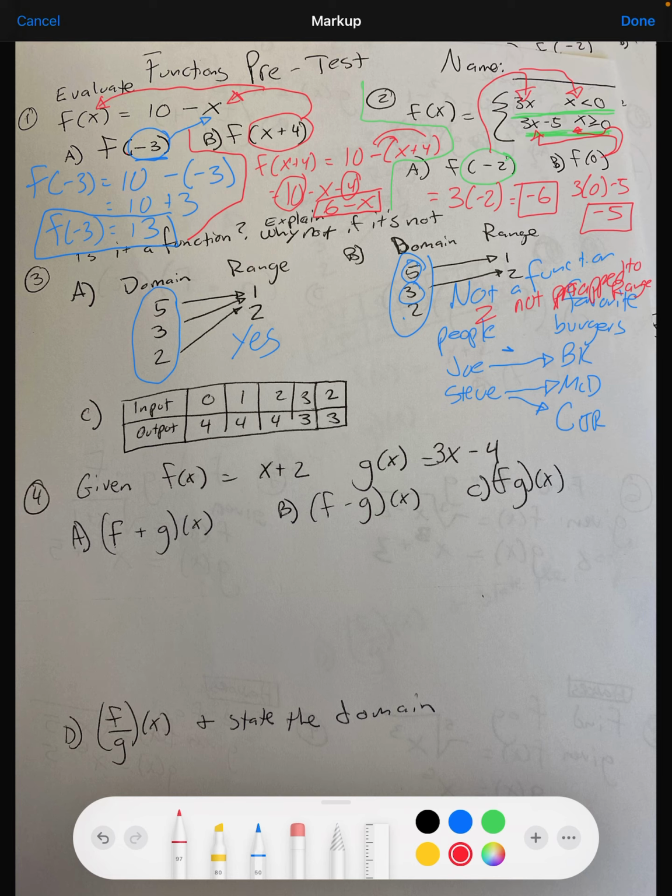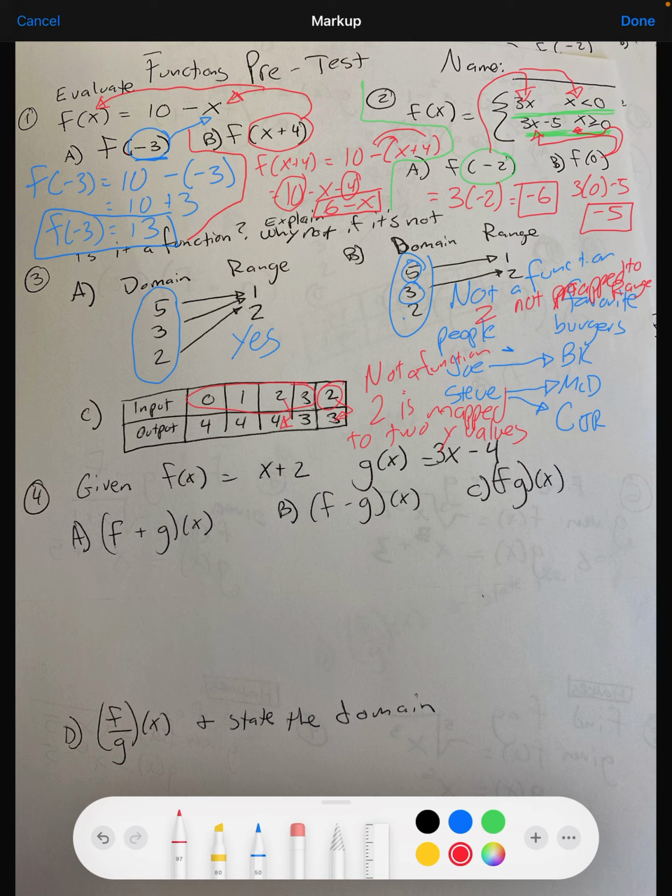Okay, if we look at C, we have 0, 1, 2, 3. They all have a favorite. They're all mapped to 1, except 2 is mapped to not only 4, but also to 3. So 2 is mapped to two things. In other words, has two favorite burgers. We can't have that. Okay, so not a function because 2 is mapped to two y values.